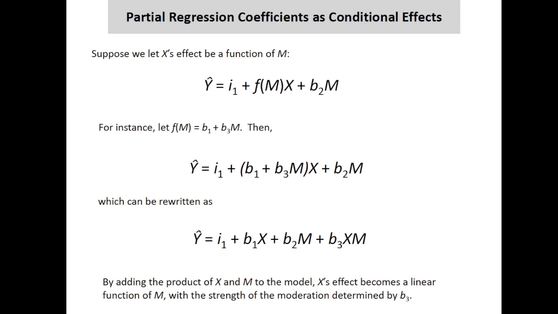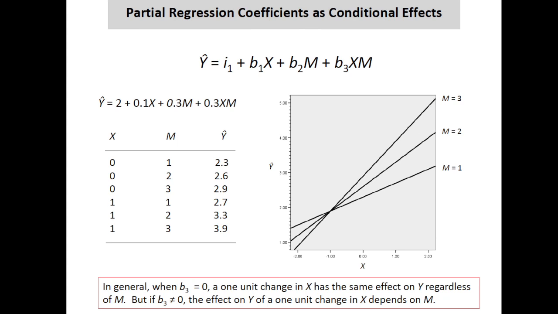So by letting X's effect be a linear function of M, I end up with a model that looks like this. By adding the product of X and M as a predictor to this model, we now end up with a model in which X's effect is a linear function of M. The strength of that moderation is going to be determined by the size of B3. So here's an example of how that works. I've tacked on XM as a new predictor, and I've given it some weight. Here is an example, same data set. Different estimates, of course, for Y because it's a different model now.